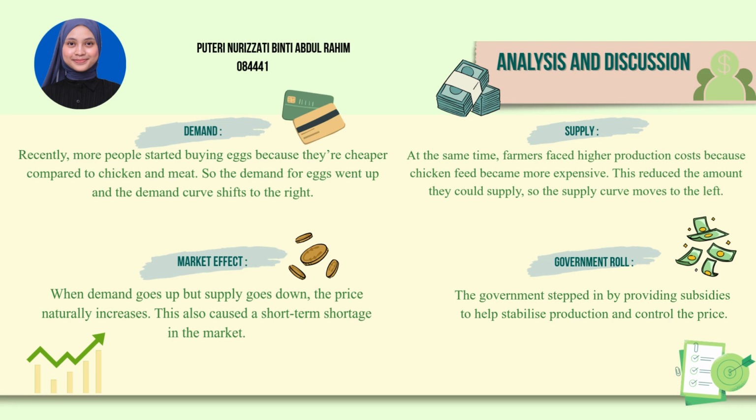But on the supply side, farmers had higher costs because chicken feed became more expensive. That means they couldn't produce as much, so supply dropped. When these two things happen together, demand rising but supply falling, the market ended up with higher prices and a temporary shortage. Because of that, the government stepped in and gave subsidies to help producers and stabilize the price.